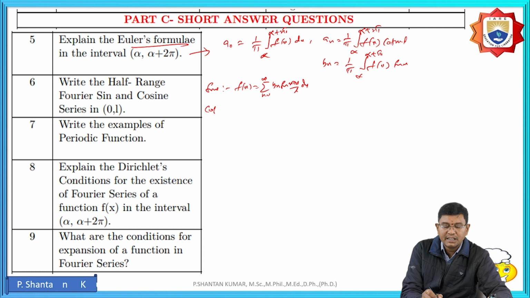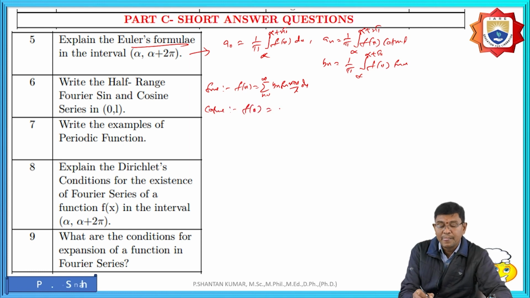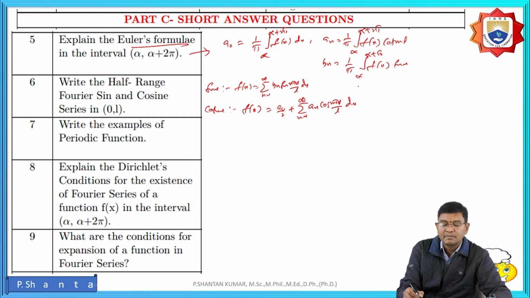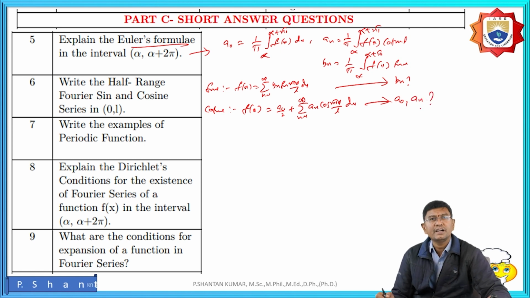And again the cosine series: we need to find f of x is equal to a naught by 2 plus summation n is equal to 1 to infinity of a_n cos n pi x by l. And again here you find out the b_n value, and find the a naught and also a_n values.